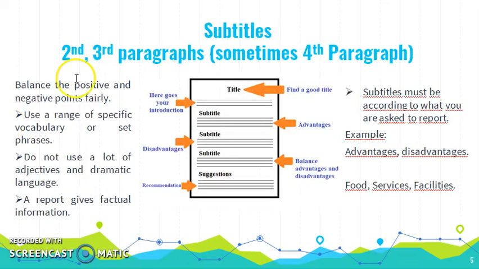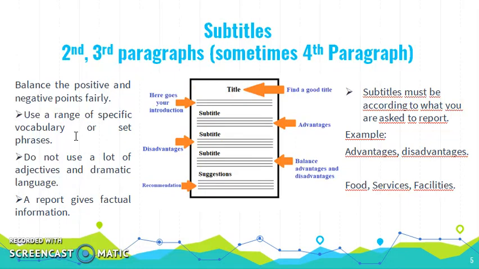For the subtitles, we already stated the introduction. Now we're going to talk about the subtitles. You have to balance the positive and negative points fairly. Depending on what they ask you to write about is what you are going to write here in the subtitles. Use a range of specific vocabulary or set phrases.